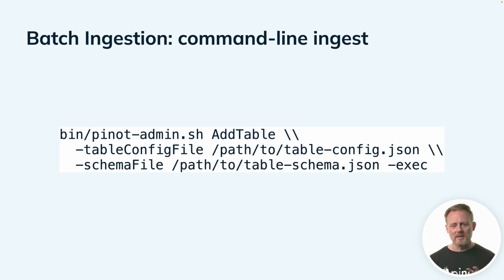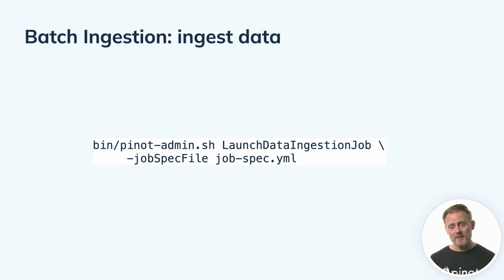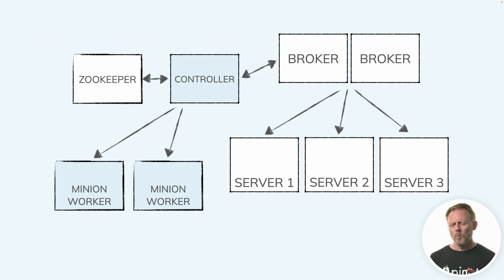Now that I've defined the schema and the table config, I have to create the table, and I can run this command line tool to do that. This will communicate with the REST endpoint on the controller to create the table, and that's really just establishing the metadata. Next up, we run this command to actually ingest the data. This command is going to kick off a minion task to read in that voluminous CSV file, create the associated segment, and push it into the cluster. What does that really mean, push it into the cluster?